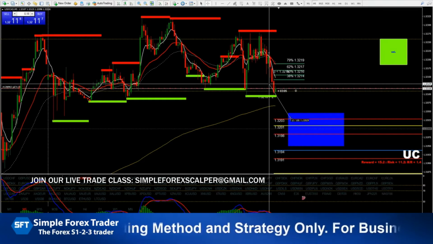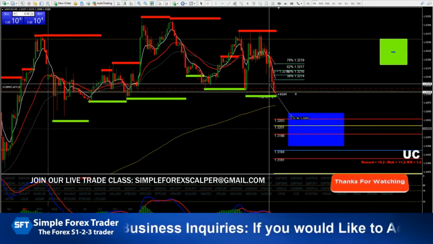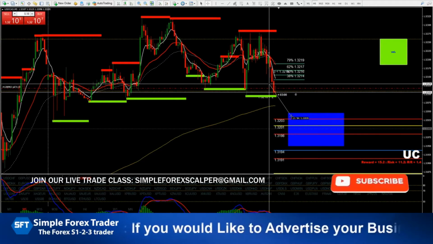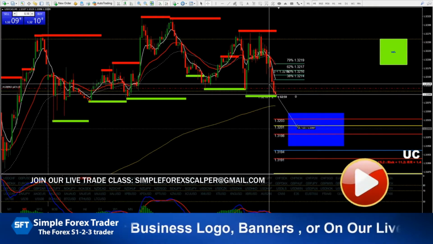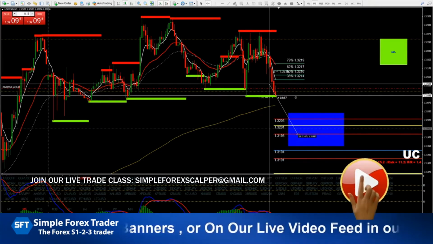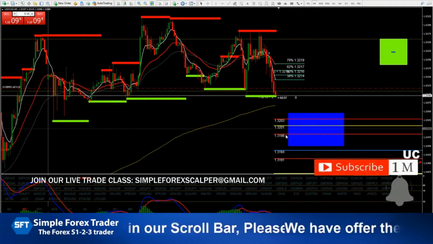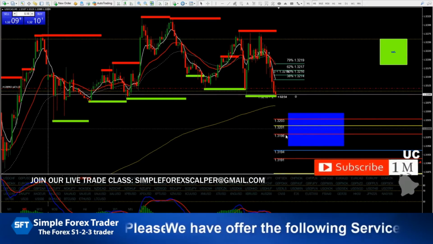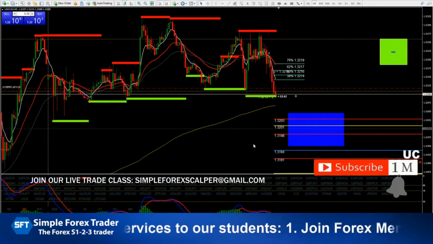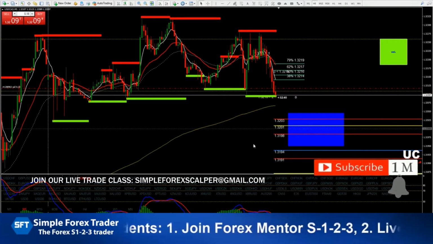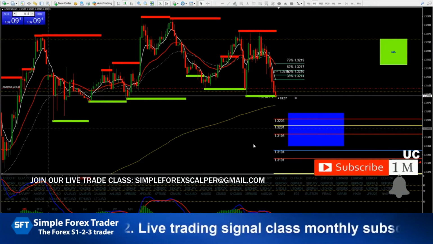So let's just go to my account. Sell. And then the second target will be 1.3201, and then the third target will be 1.3198. So now, as you can see, it's actually moving along nicely, just as expected.